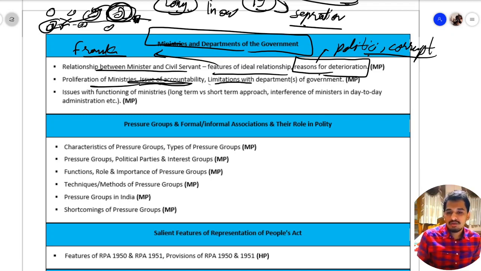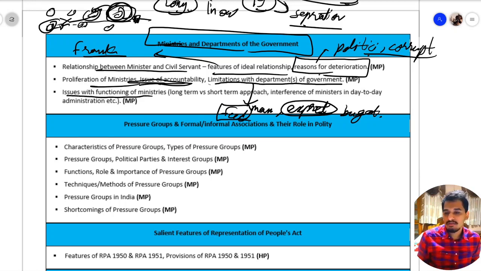And then you should know what are the limitations with respect to departments of government. One of the limitations is that they have manpower issues. The manpower present with them is generalistic in nature. They do not have experts. They have budget issues. Also, they do not collect feedback from the public. This is another issue. Then we have issues with the functioning of ministries.